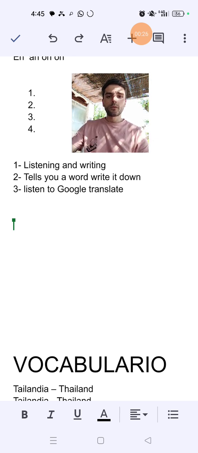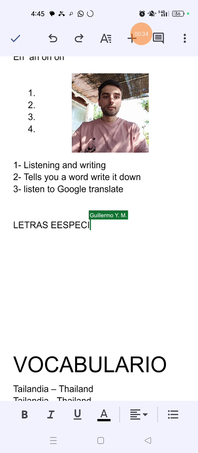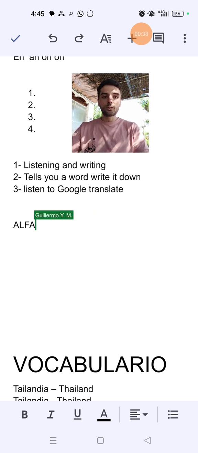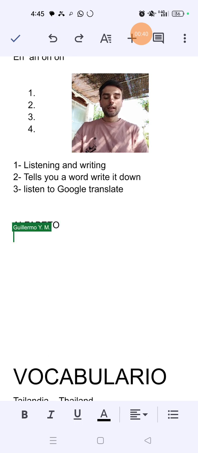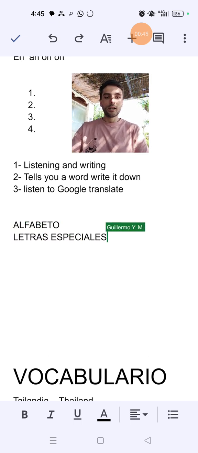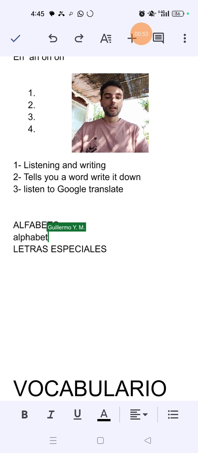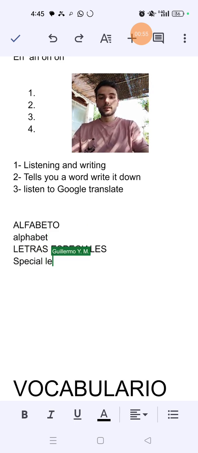Okay, so then at this point, we are going to be talking about letras especiales. Actually, vamos a hablar sobre el alfabeto first, and then letras especiales. So, like, the alphabet, right? That's the alphabet, and then we have special letters.